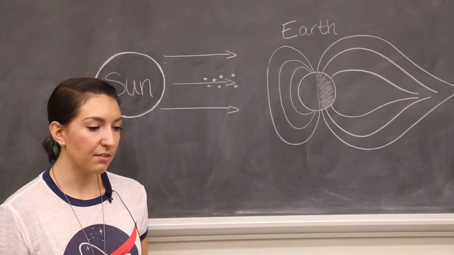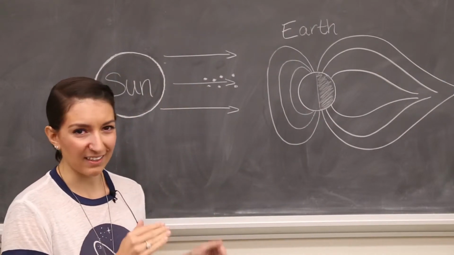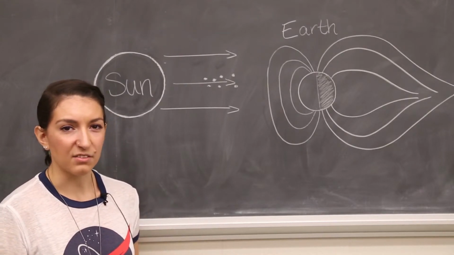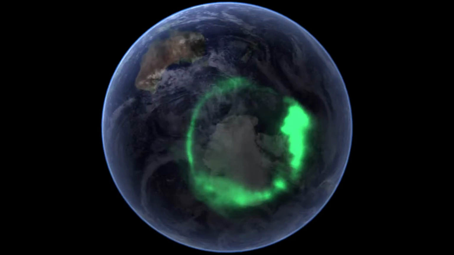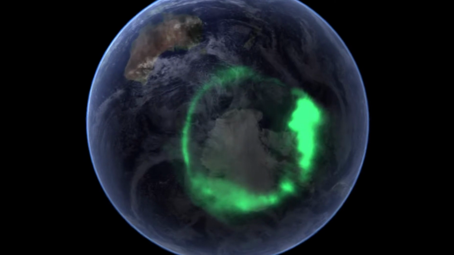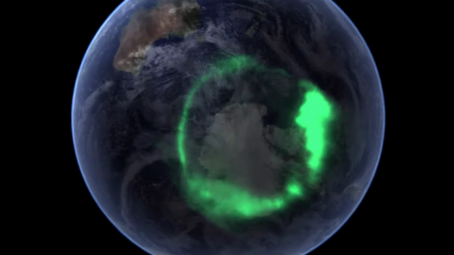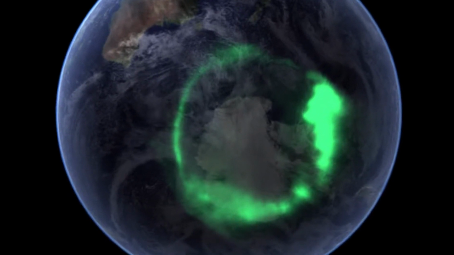And so that happens at both the northern and southern poles, but not exactly at the poles. They're centered around the geomagnetic poles, which are about 10 degrees of latitude different than the regular poles. And so that creates sort of like a ring that creates the auroras all around the geomagnetic poles.